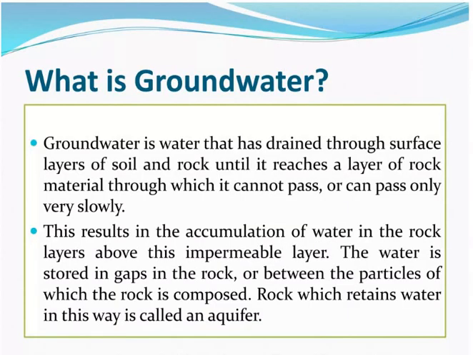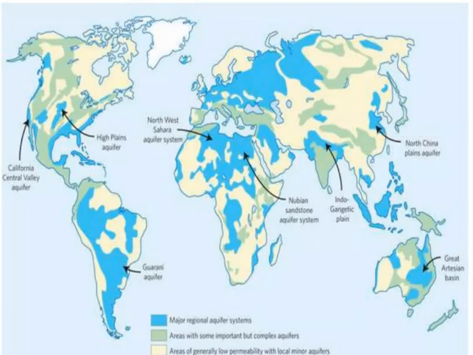So what is groundwater? Groundwater is the water that has drained through the surface layer of soil and rock until it reaches a layer of rock material through which it cannot pass or can pass only very slowly. And this results in the accumulation of water in the rock layer. Above this impermeable layer, the water is stored in gaps in rock or between the particles of which the rock is composed. Rock which retains water in this way is called an aquifer. Look at here.